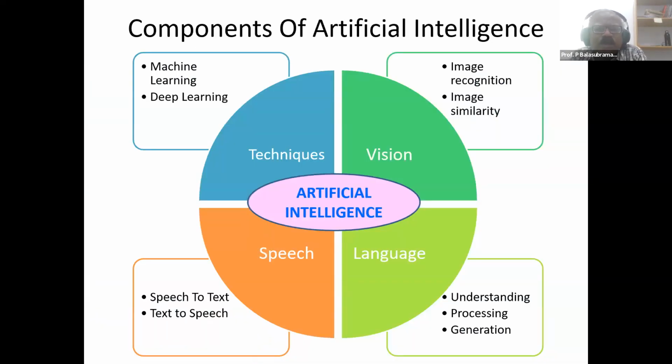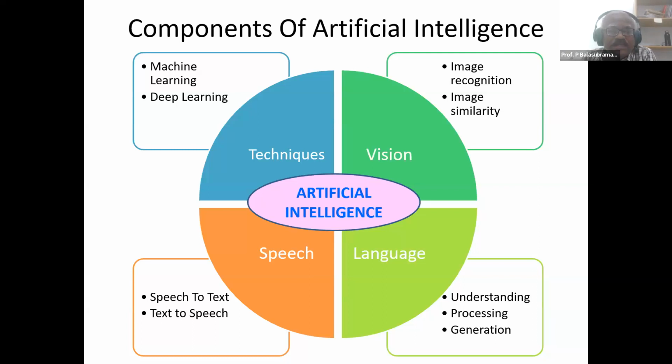But if you look at the components of artificial intelligence, I can see 4 major components. Number one is techniques. A lot of machine learning techniques, deep learning techniques, and statistical modelings are there. For example, in machine learning, regression models are there, and you can use a lot of advanced neural net models. All those come under techniques.